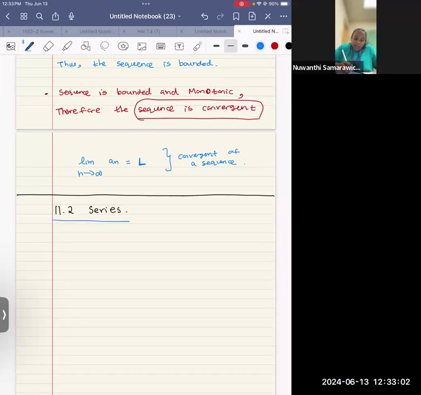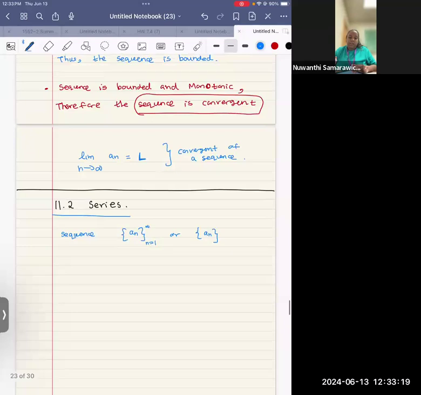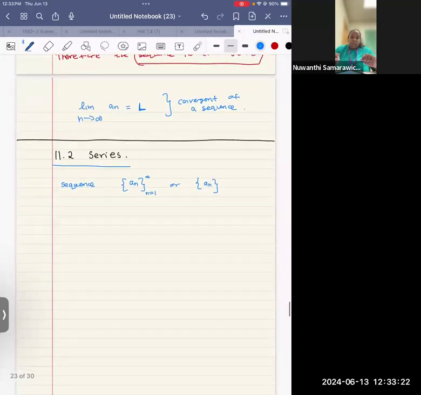So we wrote a sequence. The sequence notation is this, curly bracket. It's here, or we can also write it like this. Sequence has the notation of this.